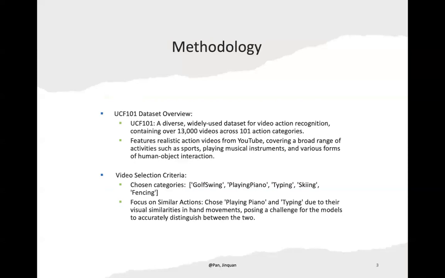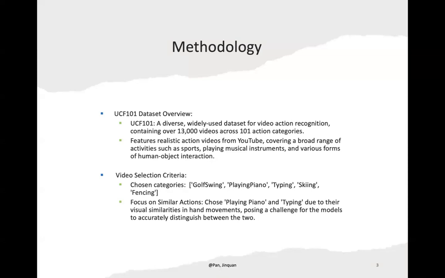Before diving into the model architecture building, we will introduce the dataset that we're using to train our model. The specific dataset that we are picking is the UCF-101 dataset. It is a comprehensive collection of realistic action videos, primarily sourced from YouTube, and it's widely recognized for its use in human action recognition research.